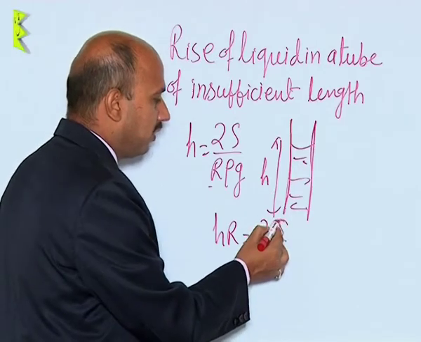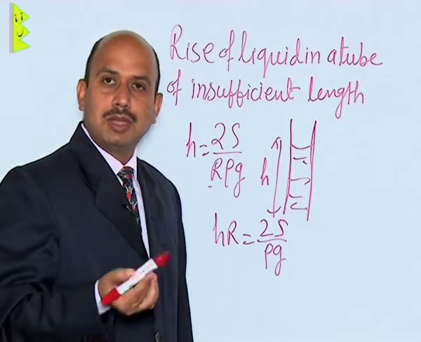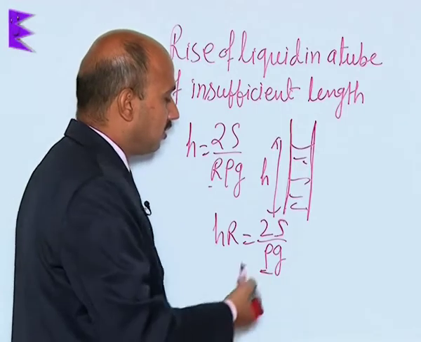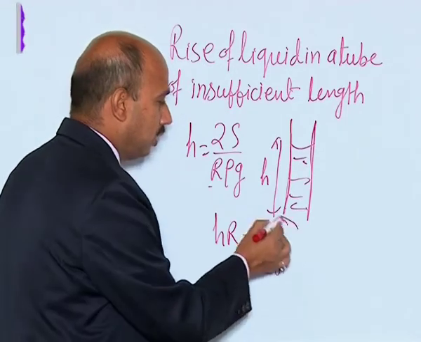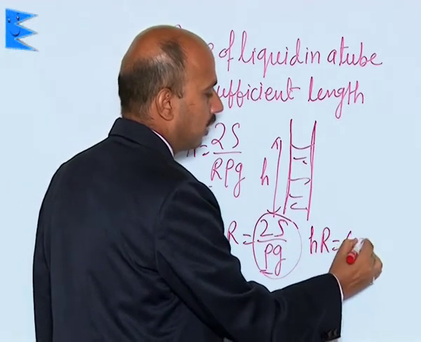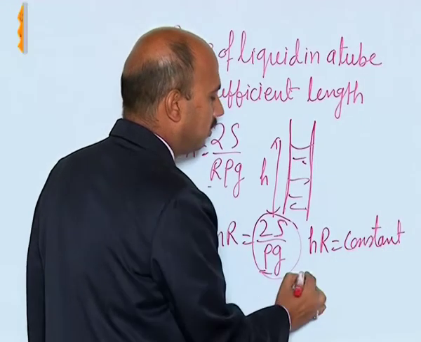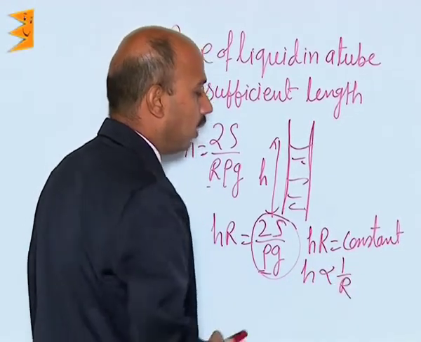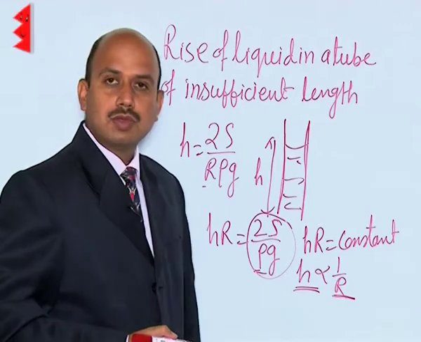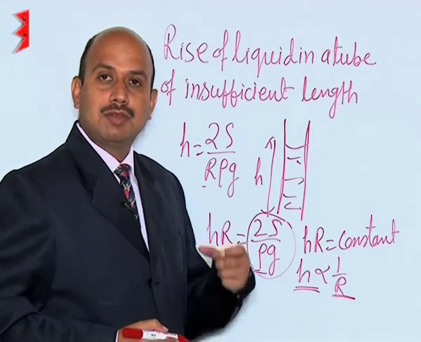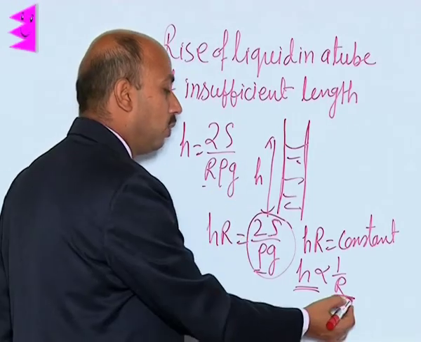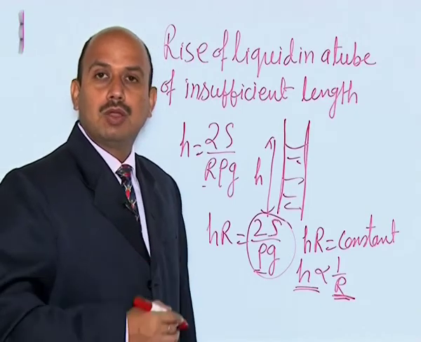Now see here, surface tension remains constant for the given liquid unless temperature changes or impurities are added. Density of the liquid also remains the same. g, acceleration due to gravity, remains the same. So this quantity is constant. So we can write hR is equal to constant. It means h is proportional to 1 by R. The larger the radius of the meniscus, the smaller the height. So if the length of the capillary tube is less than the height up to which the liquid would rise, then the radius of the liquid meniscus will increase, but the liquid will not overflow.